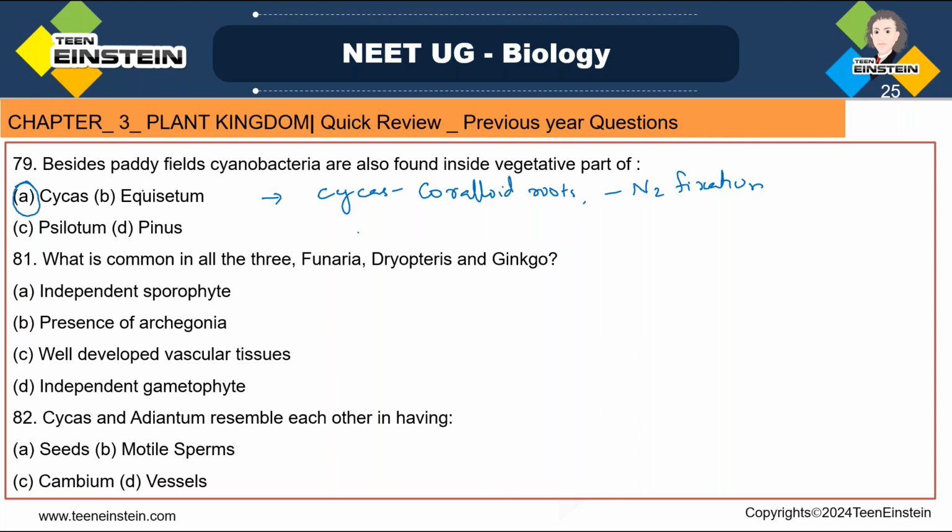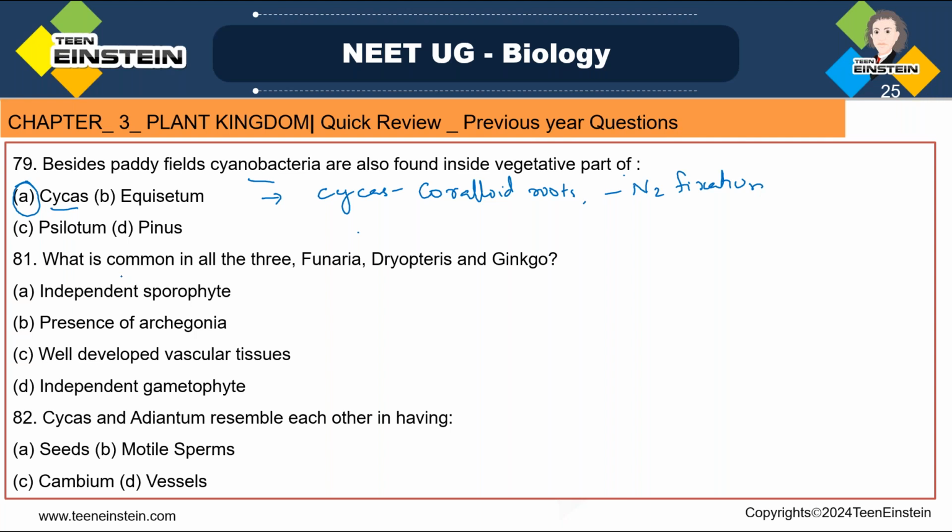So which is the right answer? Besides paddy field, cyanobacteria are also found inside the vegetative part of which one? Inside the vegetative part of Cycas. They are in association and they are doing nitrogen fixation. That cyanobacteria may be Anabaena or Nostoc. They are associated with the coralloid roots, right?